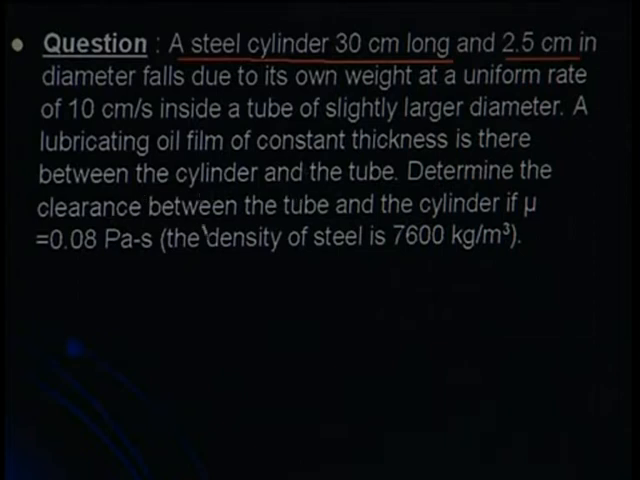Determine the clearance between the tube and the cylinder if mu, which is known as coefficient of viscosity, is equal to 0.08 Pascal second. The density of steel is 7600 kg per meter cube. Now, to solve this numerical, what generally we try to do, we convert the numerical into a figure, and we try to give as much information as given in the statement of the problem with the help of that figure itself.